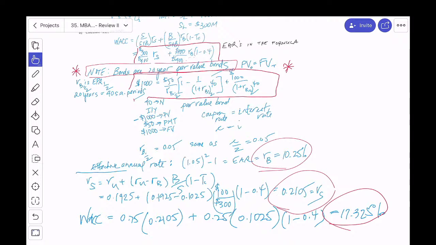The RU is for the shareholder in the all equity firm. So this is a firm with only shareholders. RS is the shareholder in the levered firm, you see, because there's debt.